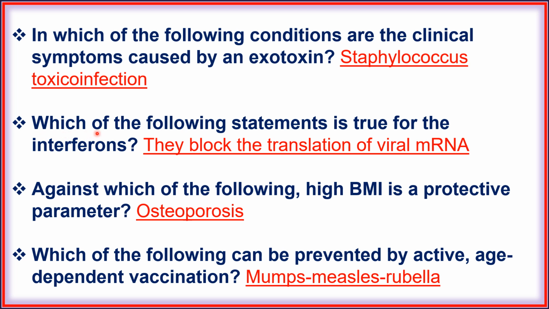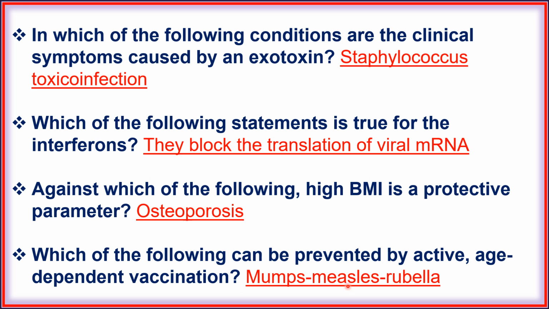Next, which of the following statement is true for the interferons? They block the translation of viral mRNA. Next, against which of the following is high BMI a protective parameter? That is osteoporosis. Next, which of the following can be prevented by active age-dependent vaccination?